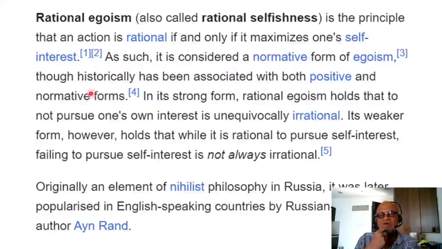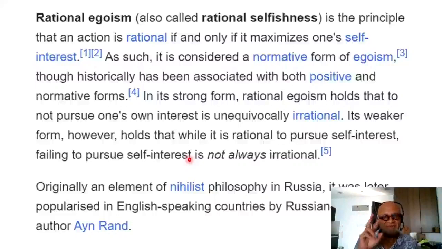In its strong form, rational egoism holds that to not pursue one's own interest is unequivocally irrational. Its weaker form, however, holds that while it is rational to pursue self-interest, failing to pursue self-interest is not necessarily irrational. It's not always irrational. There are situations in which you make non-rational choices that are actually not irrational.